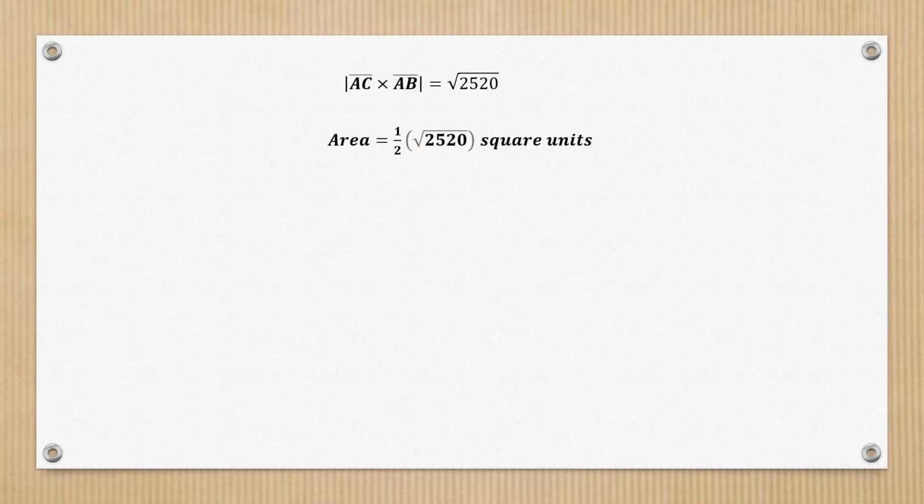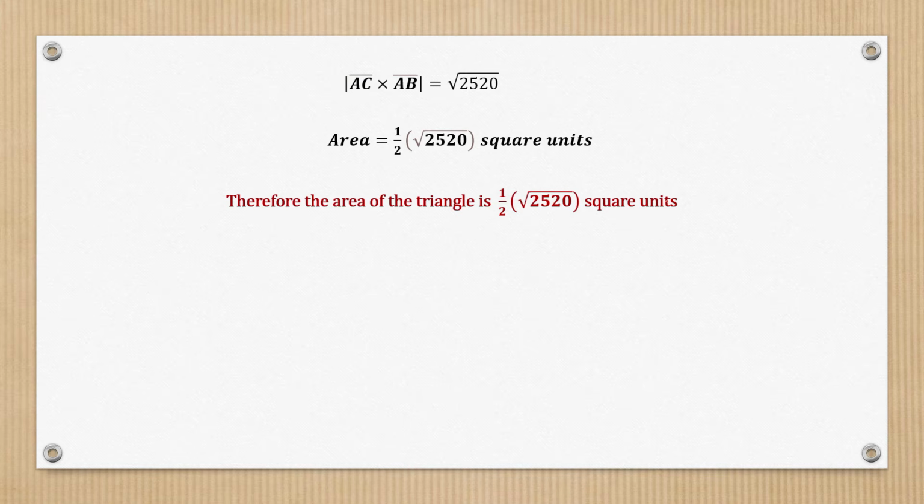Now remember that area is equal to a half times this value right here, and that is our answer. So whatever I get from a half times this value is our answer. We can leave this in full so that we don't need to write many decimal places. So this is correct. Therefore the area of the triangle is a half times the square root of 2520 square units.